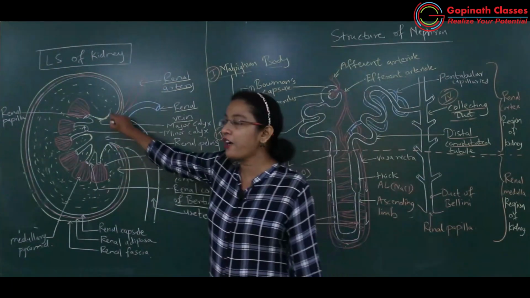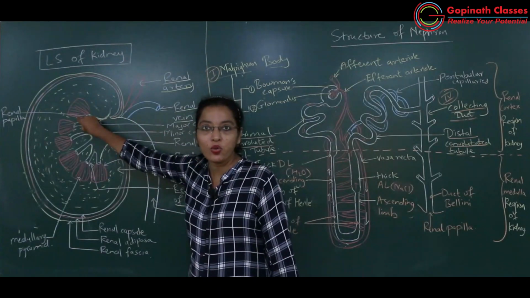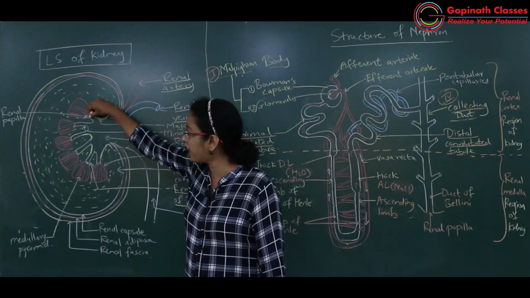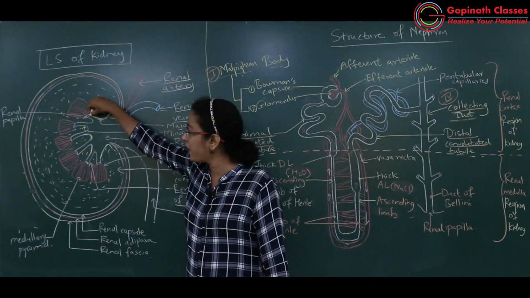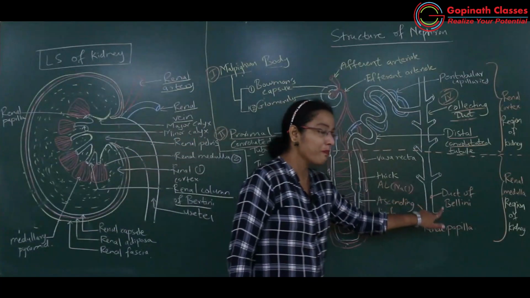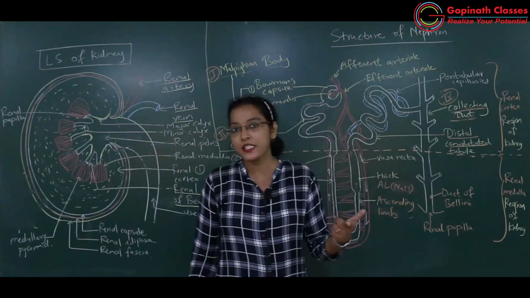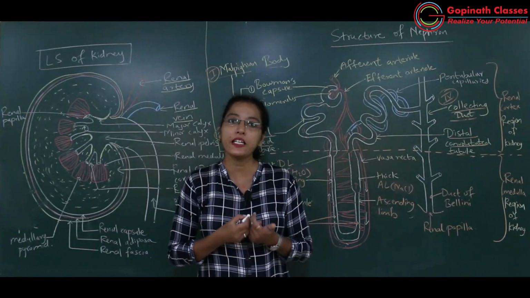Okay, here I have drawn the LS of the kidney. You all know the cortex region and medulla region. What I told you, which is the renal papilla? This is the renal papilla. So the renal papilla is receiving which duct? Duct of Bellini. How is the duct of Bellini formed? Due to the union of many collecting ducts.